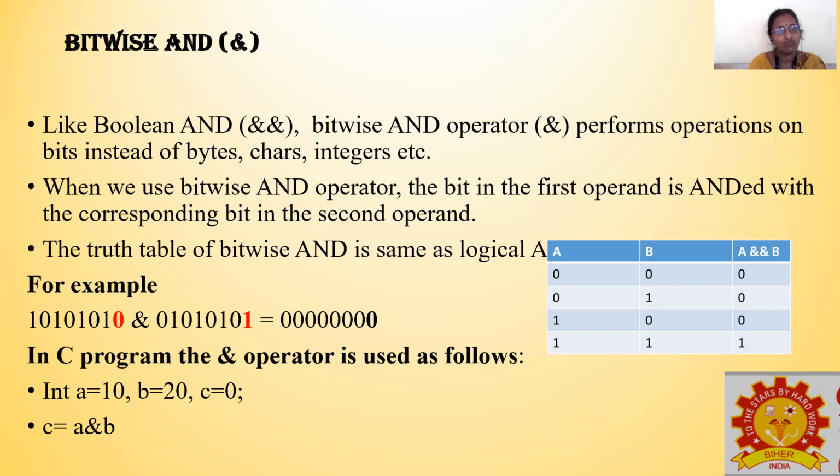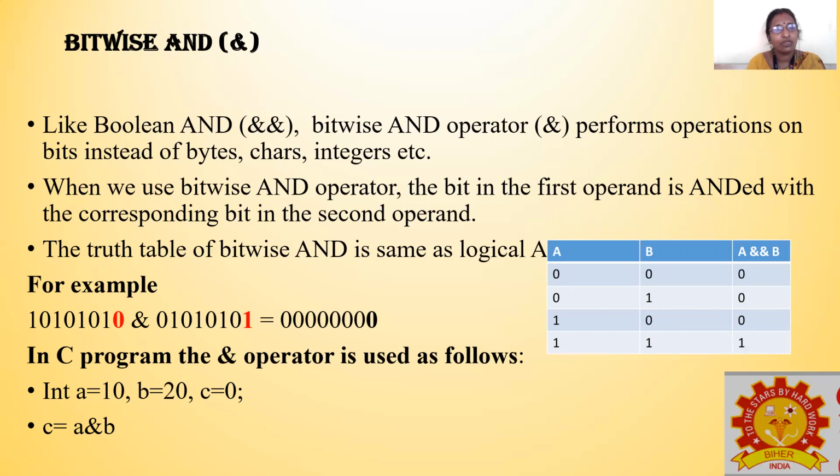Next, go for the next bit, which is 1 in the first number, bitwise AND with the corresponding bit of the second number, which is 0. So 1 bitwise AND with 0 gives you 0. Like that, you do the bitwise AND operation with the corresponding bits in the respective positions, and you will get the answer.